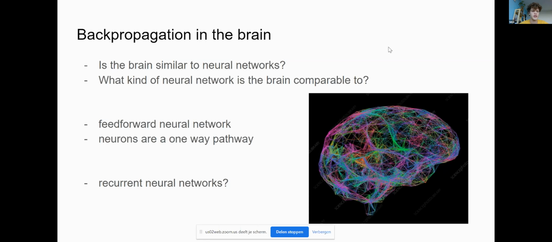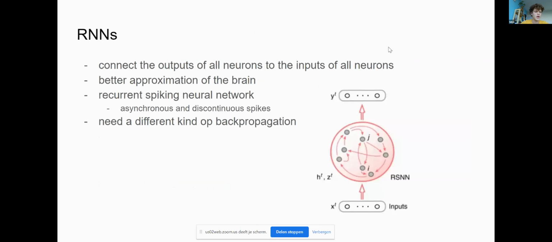in real brains. One thing is for sure, we're going to need a different kind of neural network if we want to get closer to how backpropagation works in the brain, if it works at all in the brain. Recurrent neural networks already approximate how brains work a lot better. So what are recurrent neural networks?